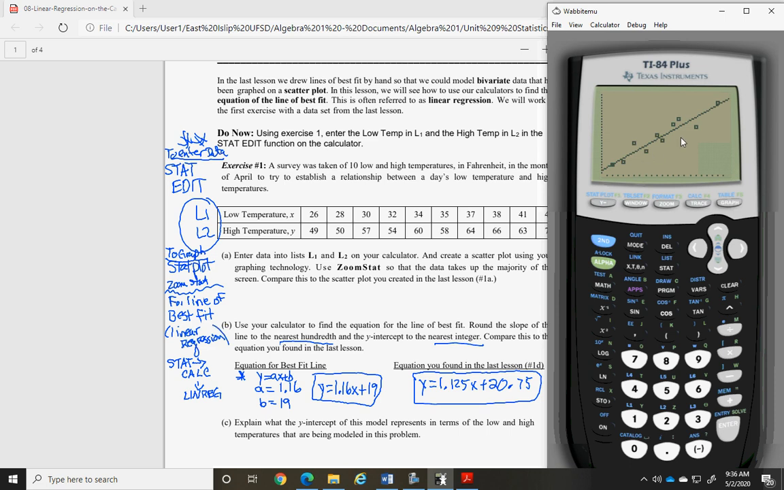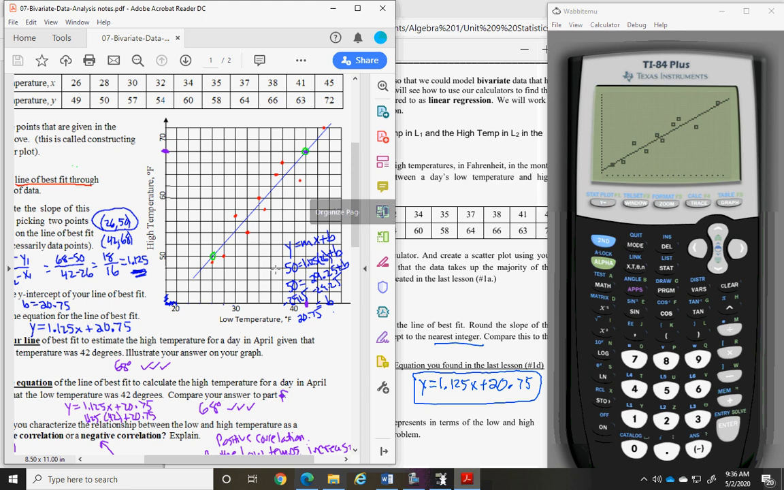Take a look. The line follows the path of the points. There's about half the amount of points above the line as below the line. If you wanted to compare it to the line that I drew, it really is pretty close.